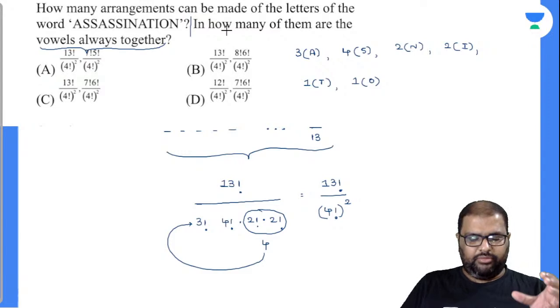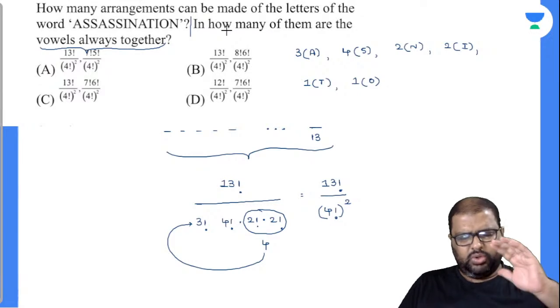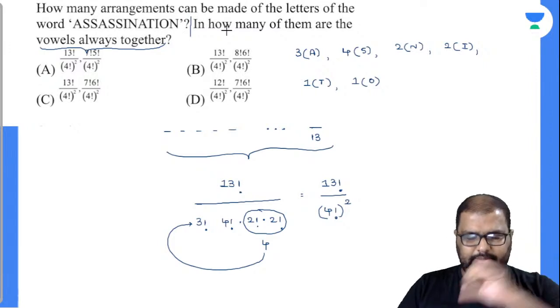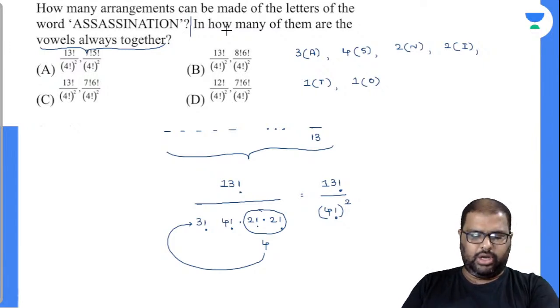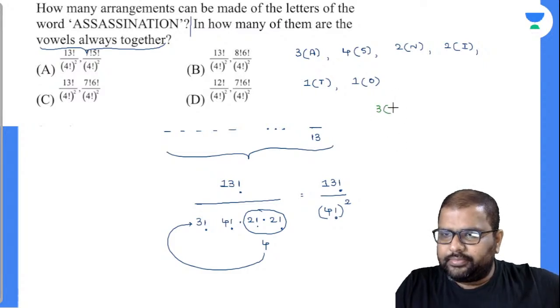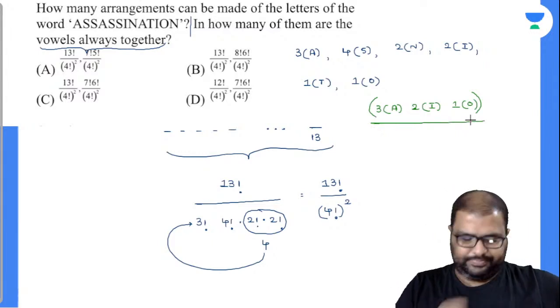I'll come to the next part. In how many of them are vowels always together? So think easily, right? Don't go in a hyperbolic way. In ASSASSINATION, all the vowels must be together. First of all, how many vowels are there? There are 3 A's. These are vowels: A, E, I, O, U. There are 2 I's. And there is 1 O. All these vowels are together, which means I'll take them as a single block.